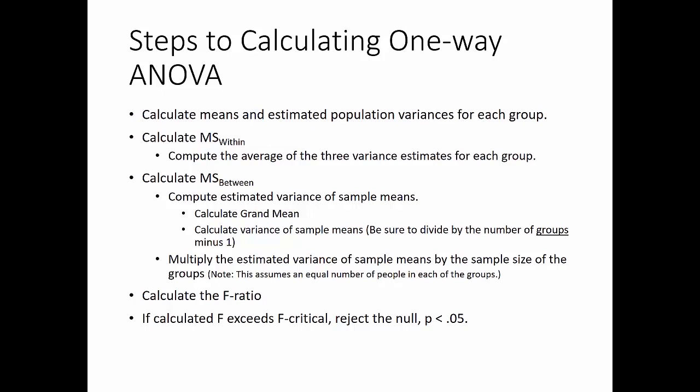So we've got to calculate the grand mean. We've got to get our mean deviations, square them, add them up, and divide by n-1. Then we're going to multiply that estimated variance of sample means by the size of the sample that we're using. We can then go ahead and calculate the F ratio, and we'll check our calculated F ratio against our critical value to determine whether or not that result is statistically significant.